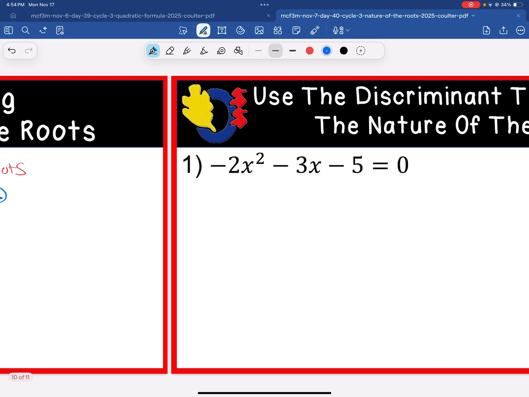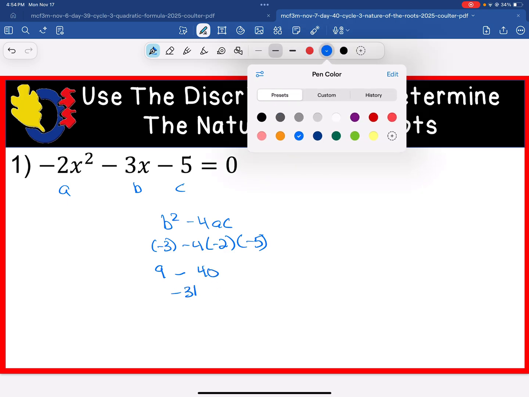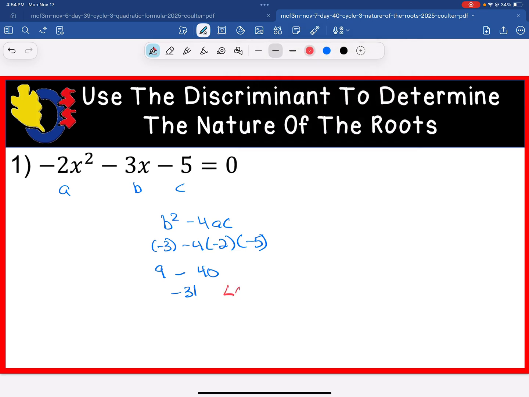Okay, so let's look at an example. So a, b, and c. So b squared minus 4ac. So negative 3 squared minus 4 times negative 2 times negative 5. So this simplifies to 9 minus 40, which is negative 31, and that is less than 0. So since our discriminant is less than 0, we can conclude that we have no real roots.